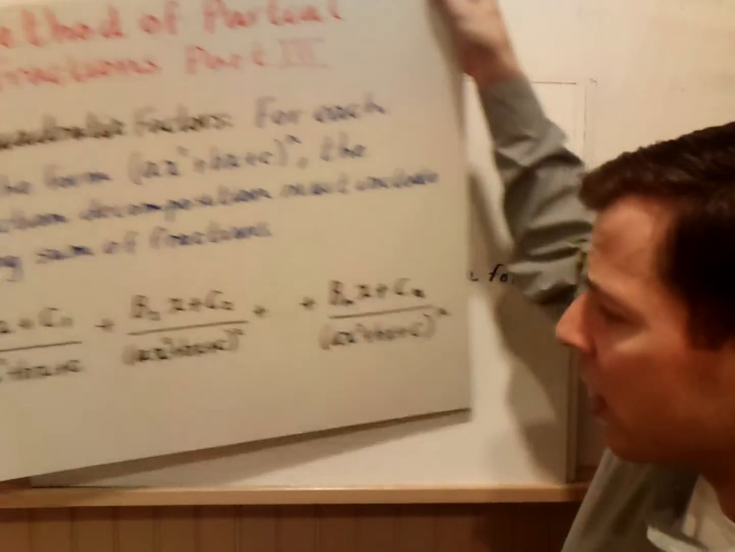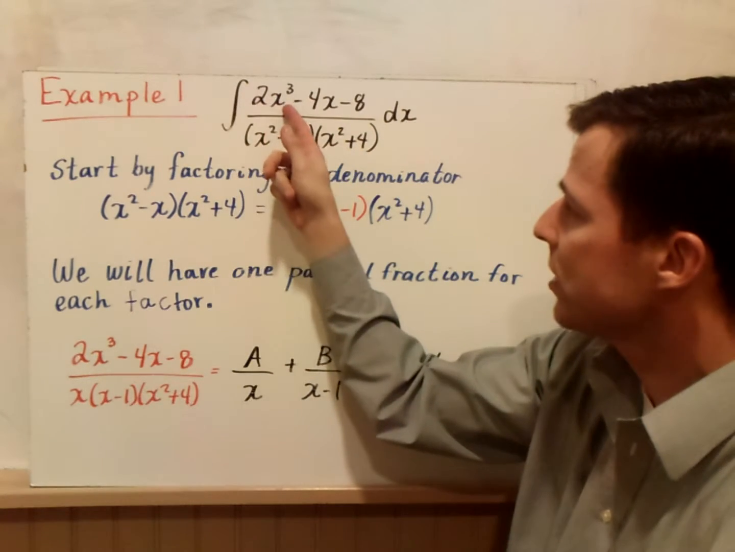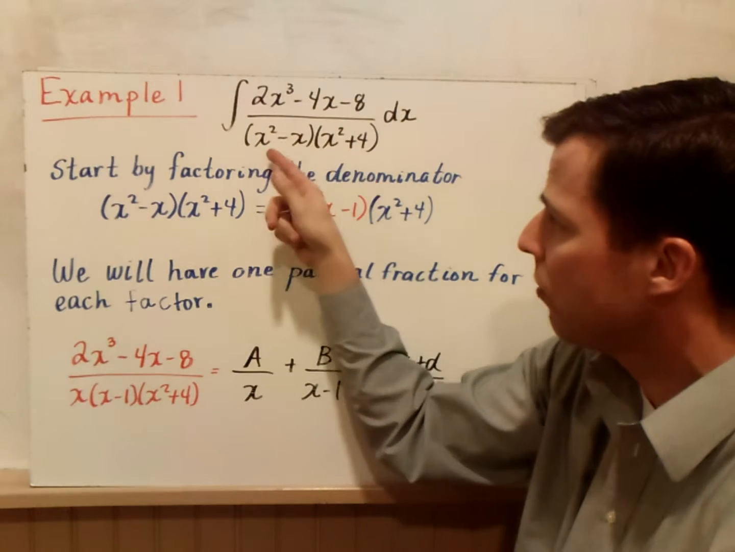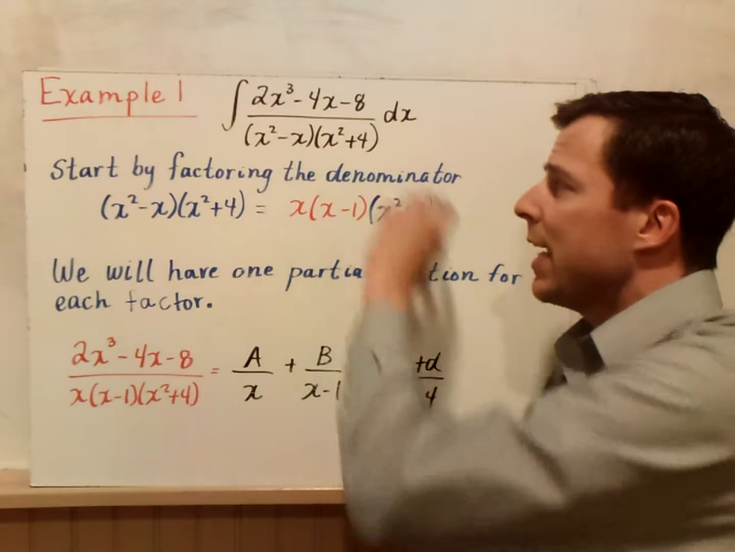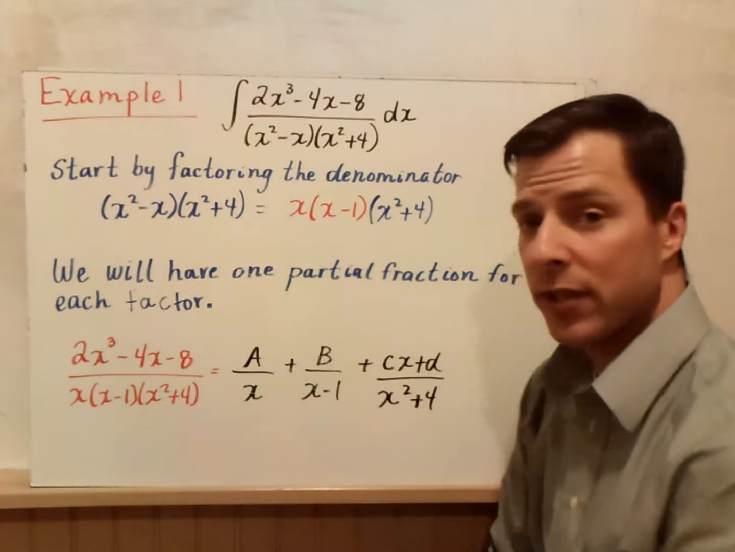So we have a quadratic, at least in the denominator here. In example 1, we're going to integrate 2x cubed minus 4x minus 8 all over the quantity x squared minus x times the quantity x squared plus 4 dx. Just like before, start by factoring the denominator.